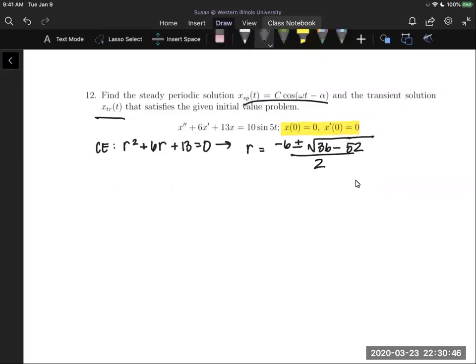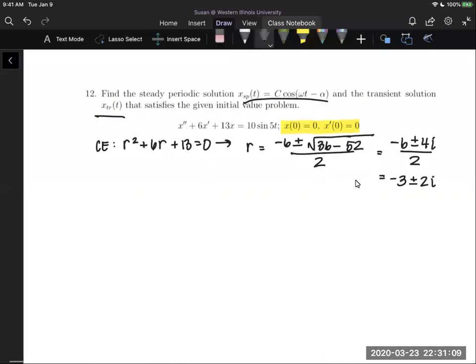All over 2. So let's see. 52 minus 36 is, what is that? 4 to get up to 40 plus 12, 16. So that gives me a -6 plus minus 4i over 2, or -3 plus minus 2i.